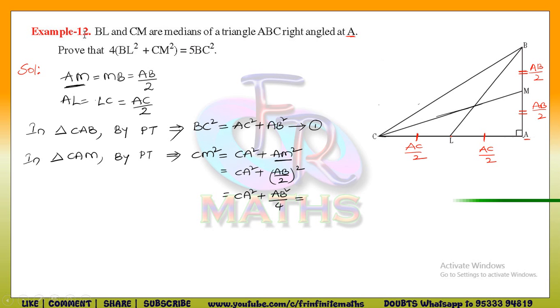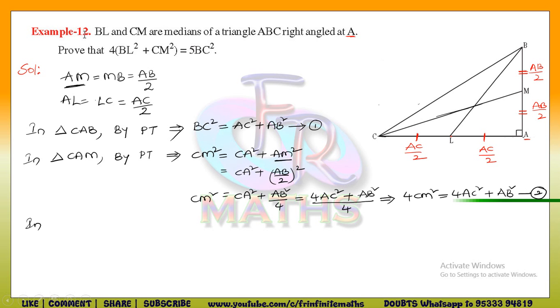On taking LCM, I can write this as 4 times of CA square, or AC square, both are same, plus AB square, whole divided by 4. This is nothing but the value of CM square. So from this, when I cross multiply this 4, this becomes 4 times of CM square is equal to 4 times of AC square plus AB square. Now I am considering this as equation number 2.